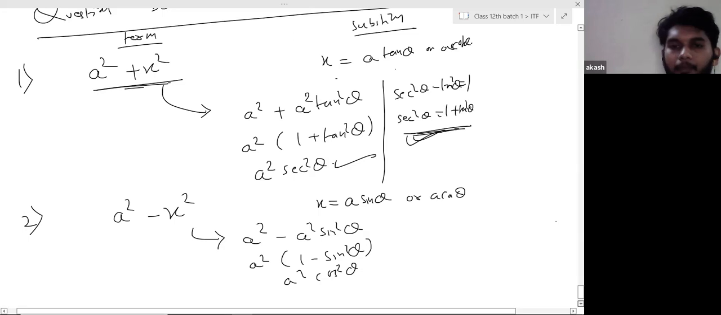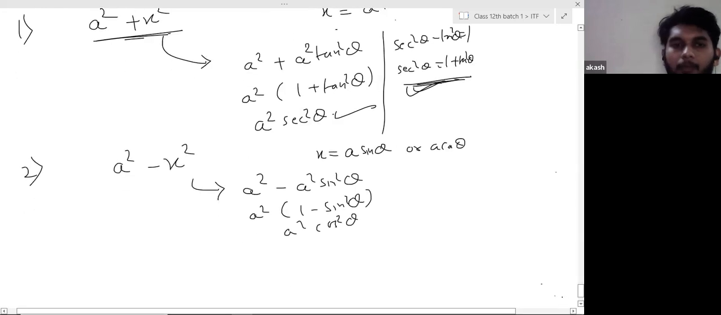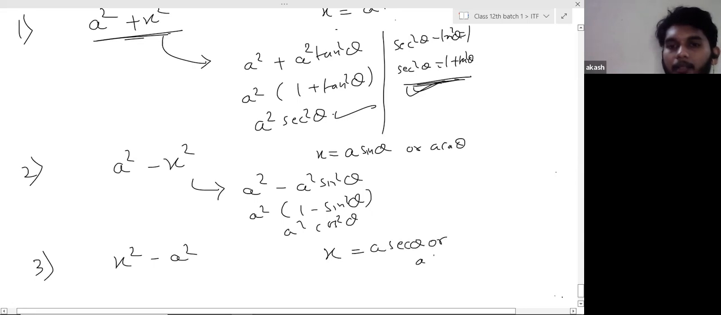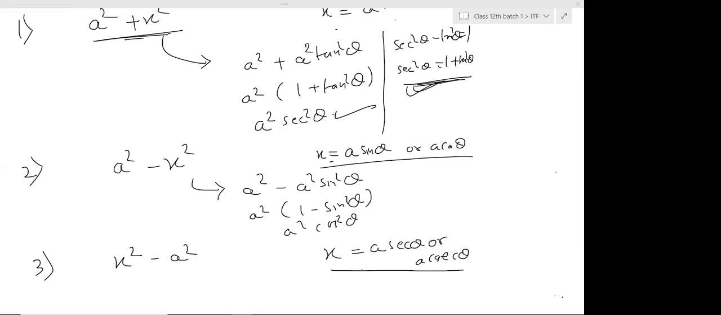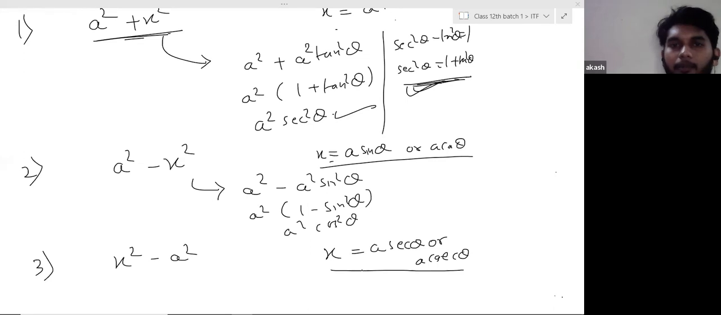All right. One more on this. If you see x square minus a square, then what you have to substitute? x equals a sec theta or a cosec theta. Same concept, same identity. All right. These are the substitutions you need to know. Very necessary. Krishna, this is clear? Yes, sir. All right. Tell me when you have noted this down.